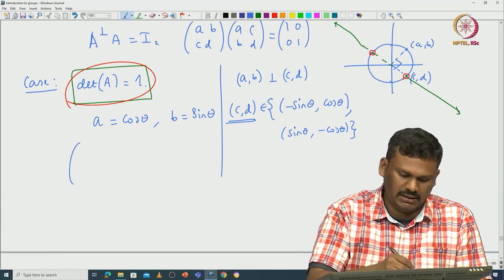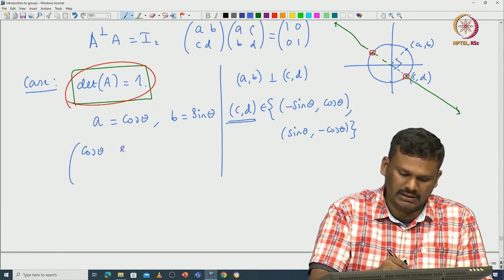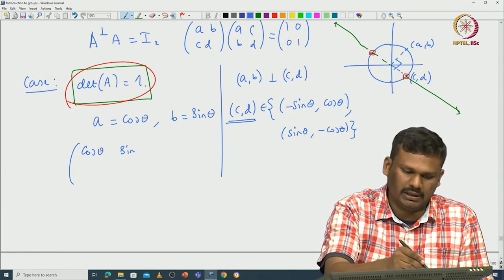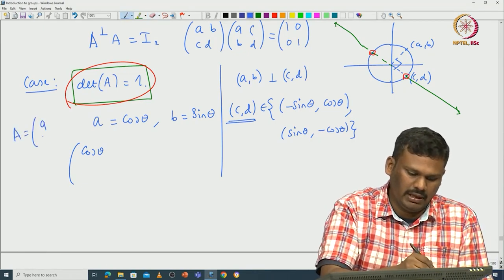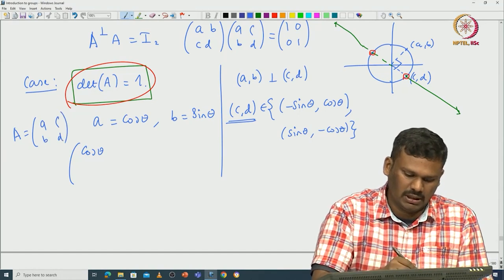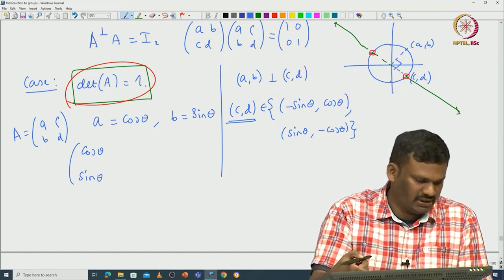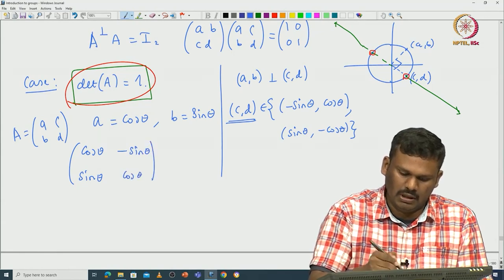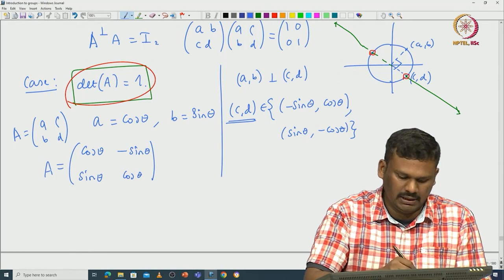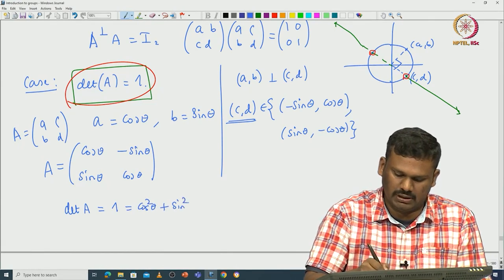So, you can easily see the matrix. Rewriting, this is my matrix A, which is A, B, C, D. So, this is cos theta, sin theta, and if you take for example the first one, you get minus sin theta and then cos theta. If you take A to be this, then it is clear that the determinant of A is 1, which is cosine square theta plus sin square theta.